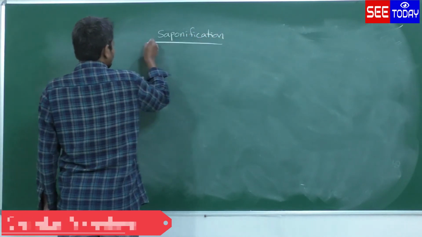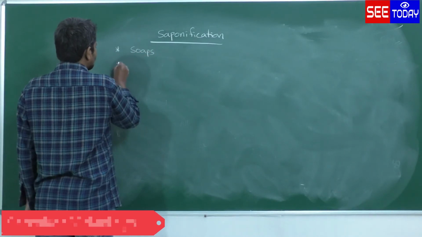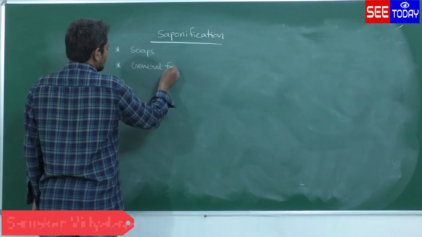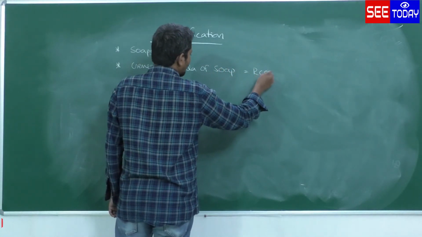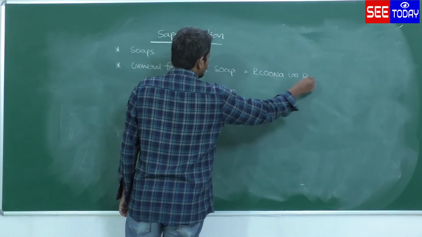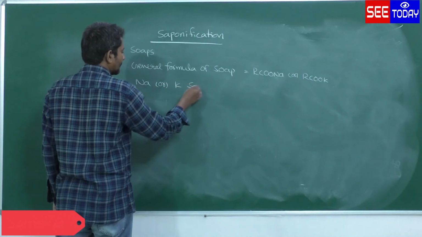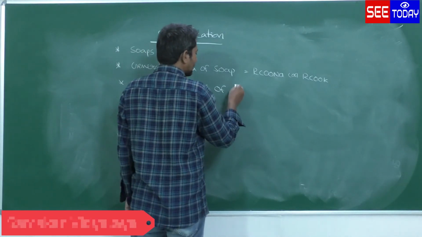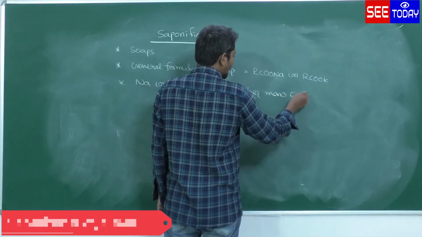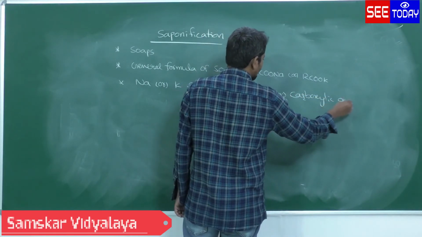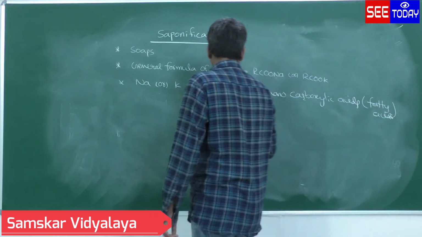What is saponification? The term saponification is used for soaps. The general formula of soap is RCOONa or RCOOK, sodium or potassium salts of higher fatty acids, that is, higher monocarboxylic acids, which are nothing but fatty acids.